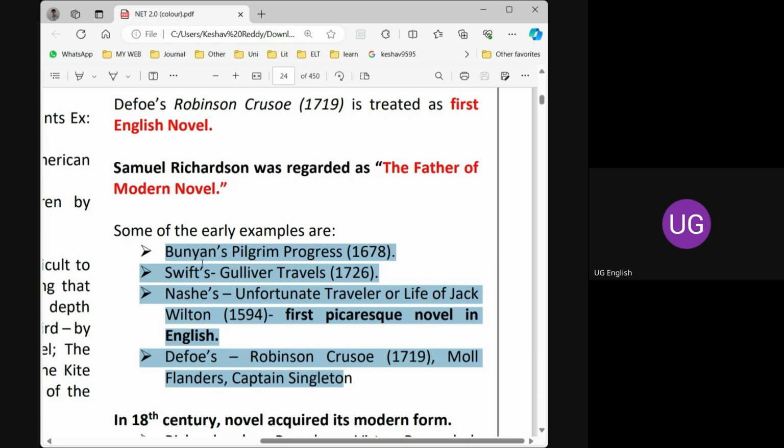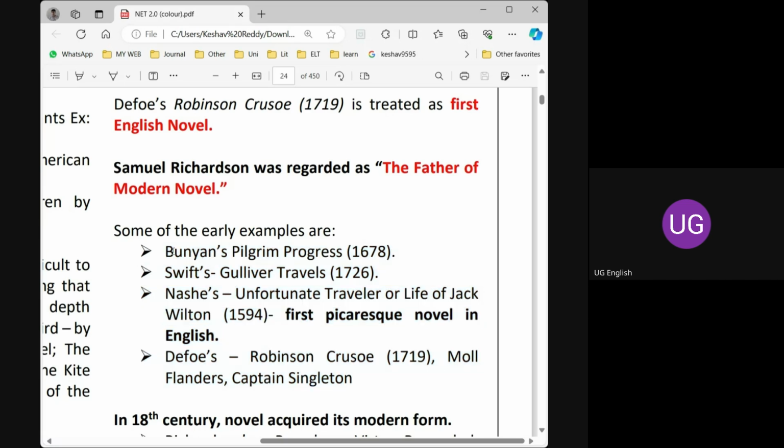This book is very famous in English literature, and this book is next to the Bible, I mean, in number of copies sold in English literature. So Pilgrim's Progress is very important, and make a note of this work, Bunyan's Pilgrim's Progress.